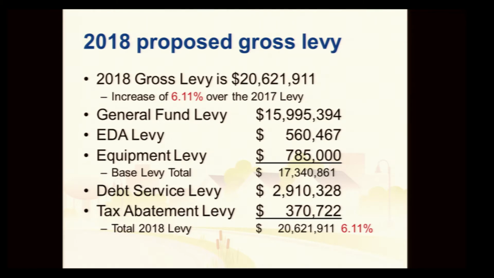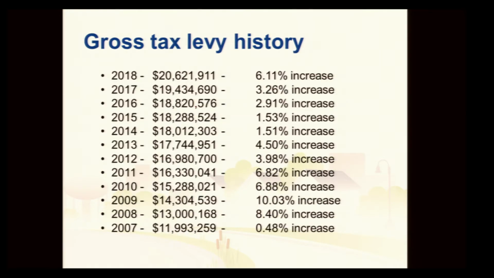The components then are a general fund levy of $15.9 million, the EDA levy of $560,000, and the equipment levy of $785,000, which brings us to our base levy of $17.3 million. Our debt service levy is $2.9 million, and that includes that 2017A bond issue, and then our tax abatement levy is $370,000. That gives us our $20.6 million. Our gross tax levy history, you can see 2018 we're at 6.11, 2017 3.26, and so on.